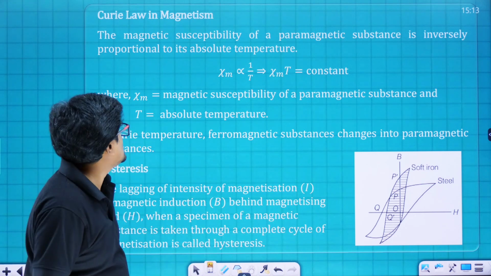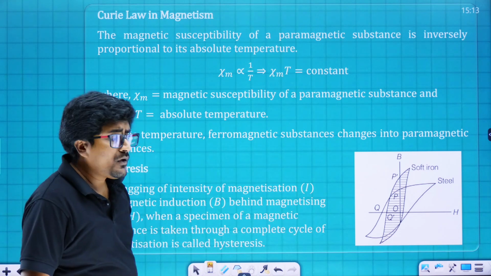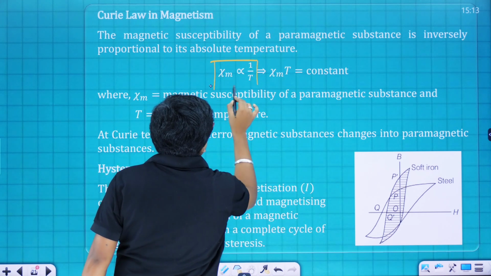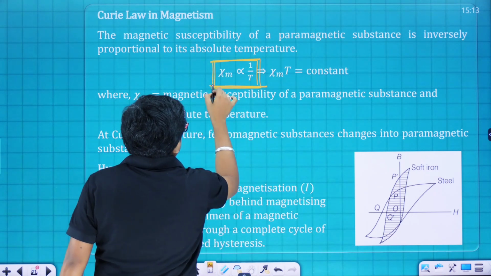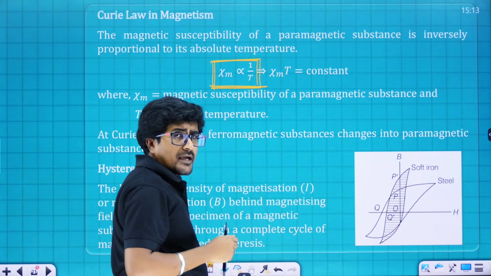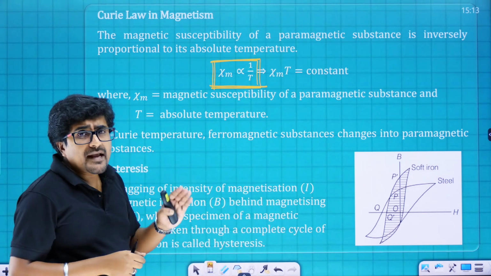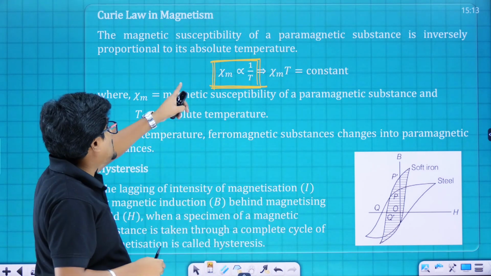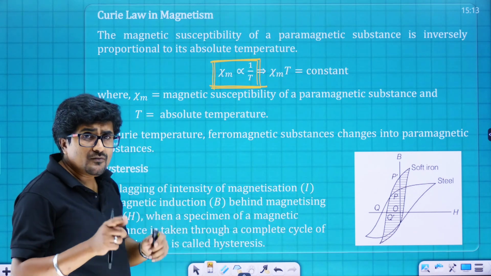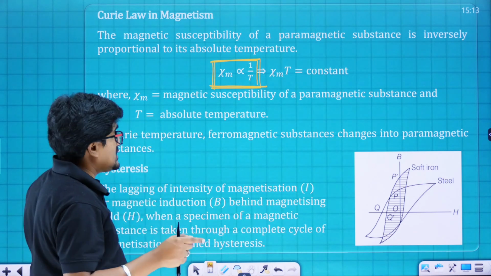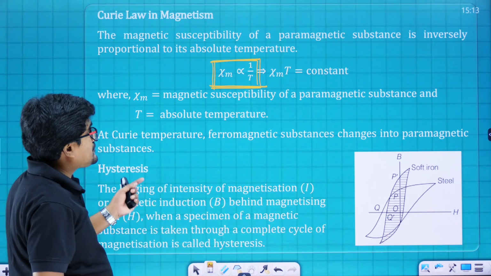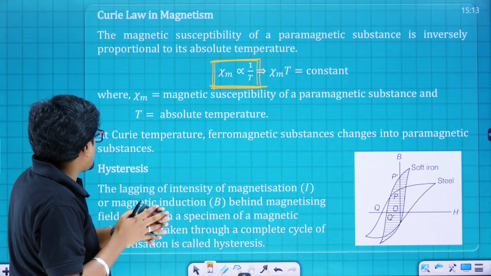And the last one is the temperature dependence. How does the magnetic susceptibility depend on the temperature? For any given paramagnetic substance, the magnetic susceptibility is inversely proportional to the absolute temperature.